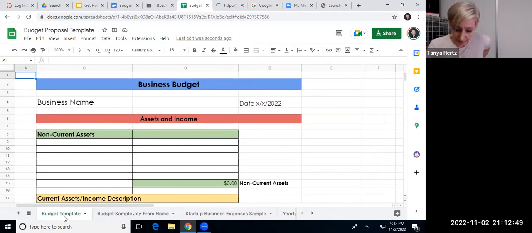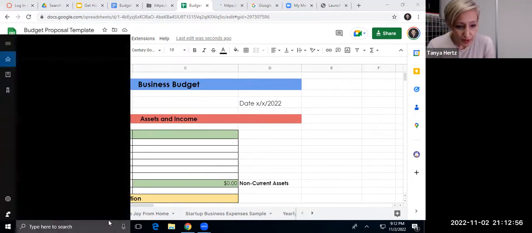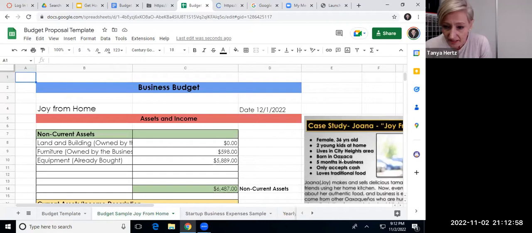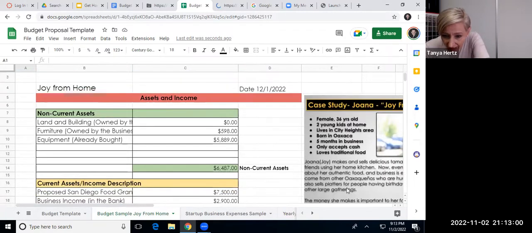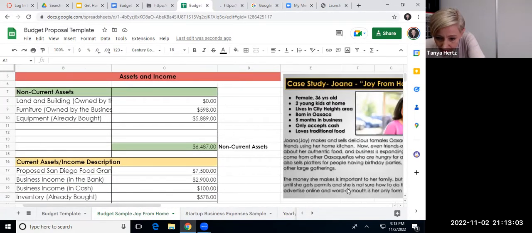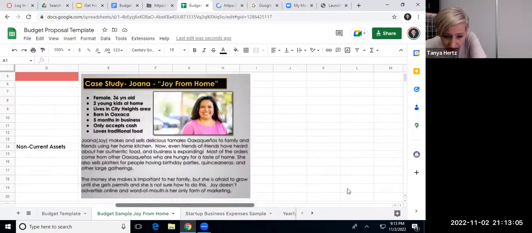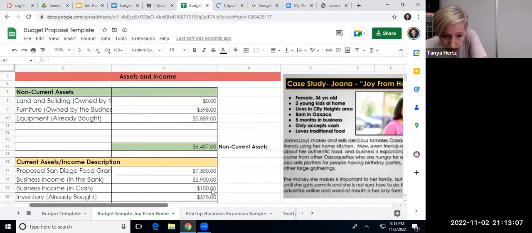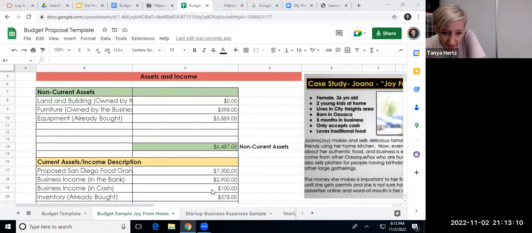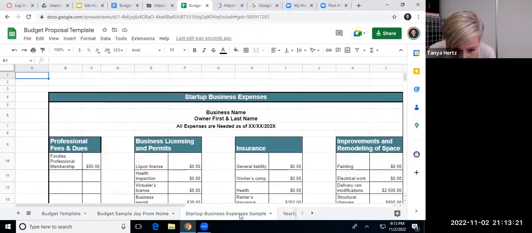So if I were the tamale business that we explained as a sample before, Joy from Home, who is making her business tamales from her house and now wants to have a legitimate business around that, what I would do is start by breaking down my business expenses, the expenses to actually start that business, into specific categories. So I have the sample that I made for her here.